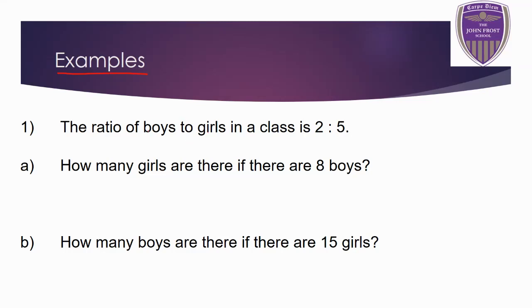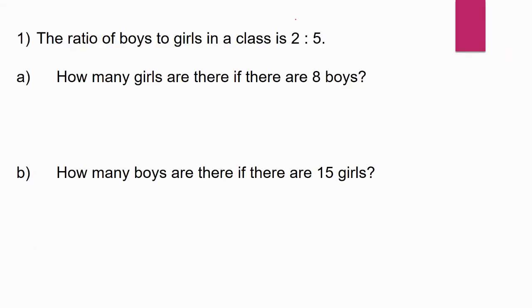Okay, in this question, the ratio of boys to girls in a class is 2 to 5. The order of the ratio is really important because boys comes before girls and the 2 comes before the 5. So in this case, the 2 part of the ratio is the boys' part, and the 5 part of the ratio is the girls' part. Let's see how that's going to help us answer the two questions. In short, I can put B for boys by the 2 and G for girls by the 5.